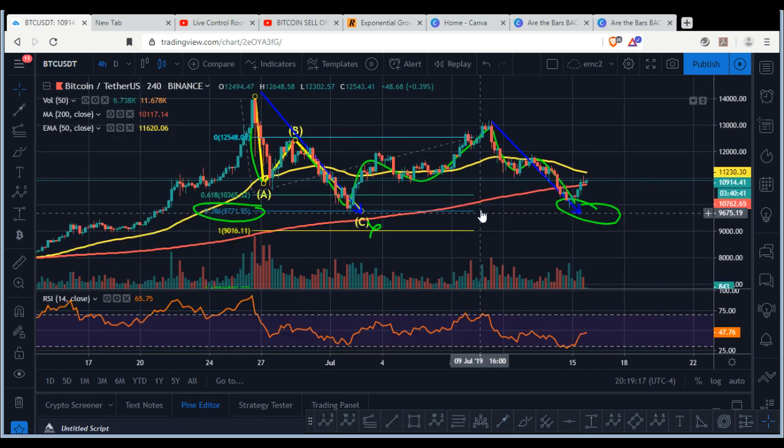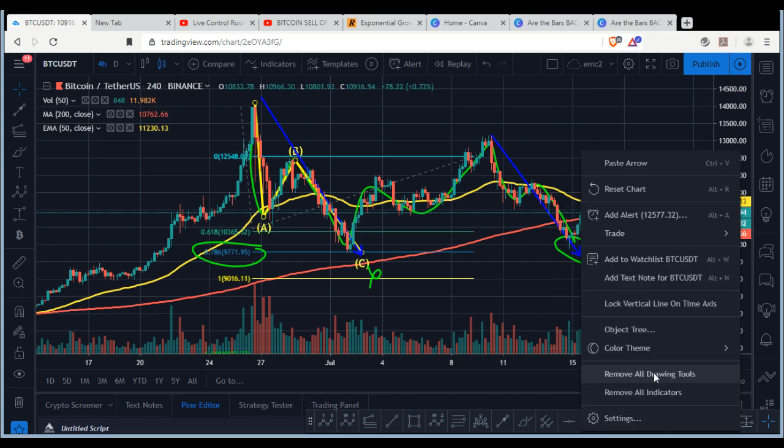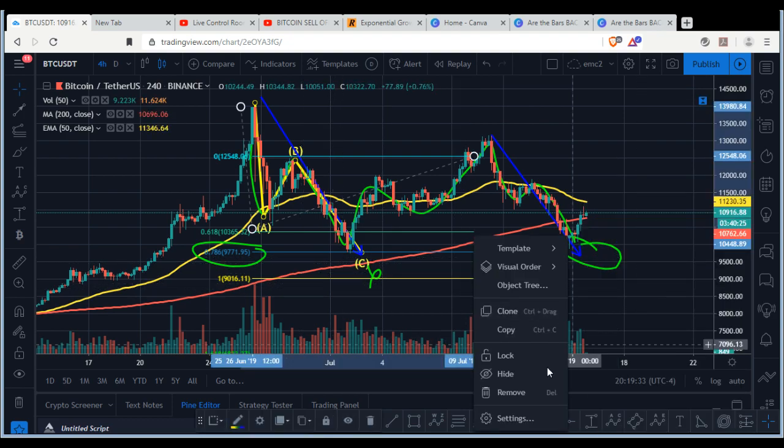You just have to understand your corrections, and then look for 0.618, 80%, and at the most a 1-to-1 extension. Look for 0.618 first, and then look for 80% and at the most 1-to-1 extension.